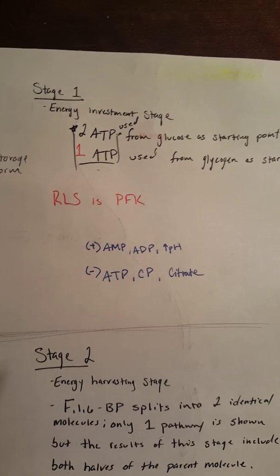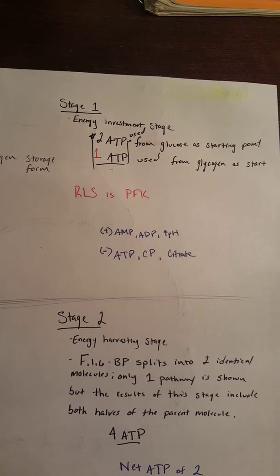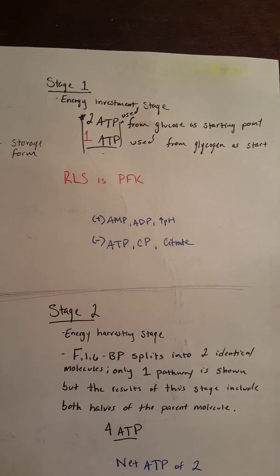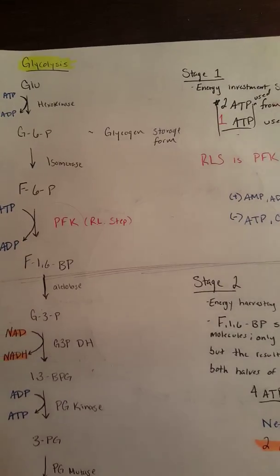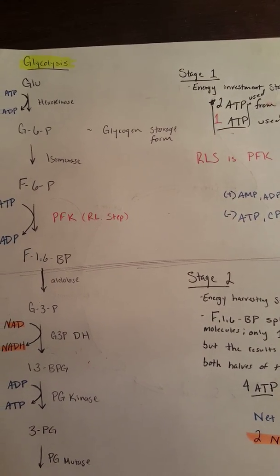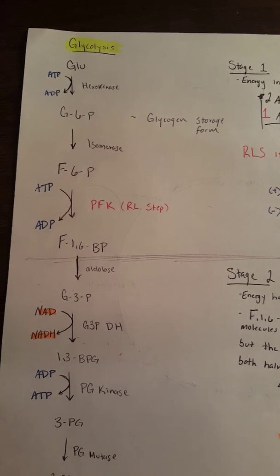So worth noting is this is stage 1, the energy investment stage. We have 2 ATP that's used coming from plasma glucose, and we have 1 ATP that gets used if we start with glycogen. So from G6P, we have an isomerase, which rearranges the carbons and makes it a fructose 6-phosphate.